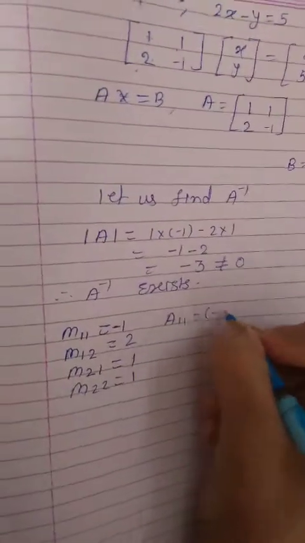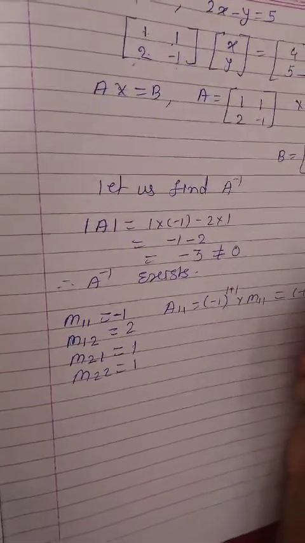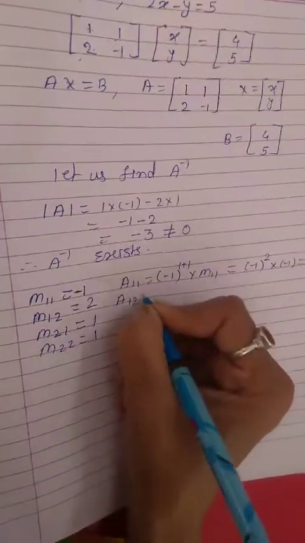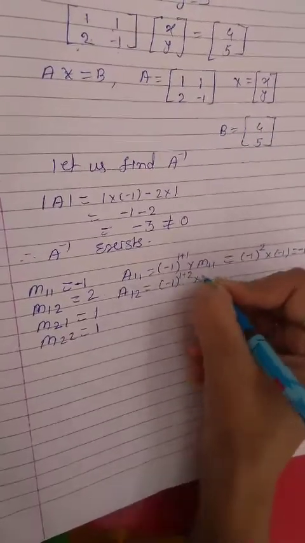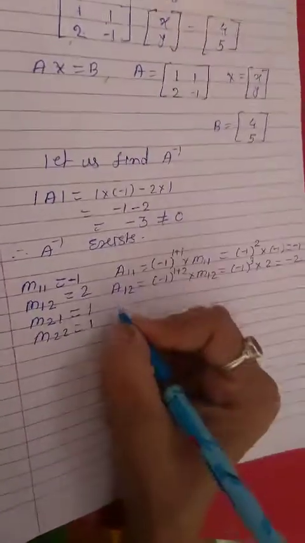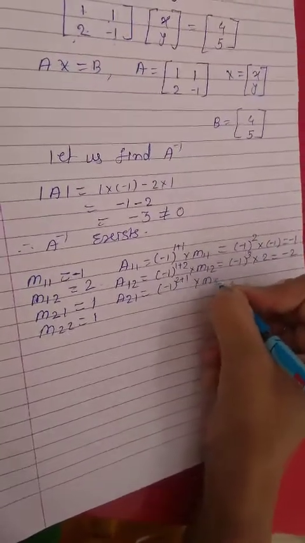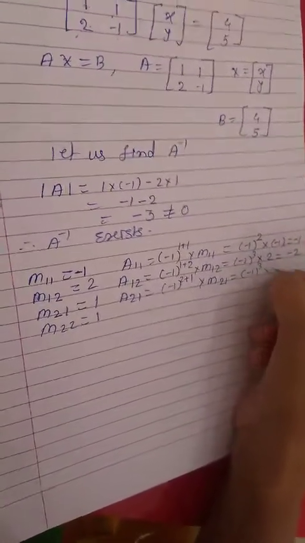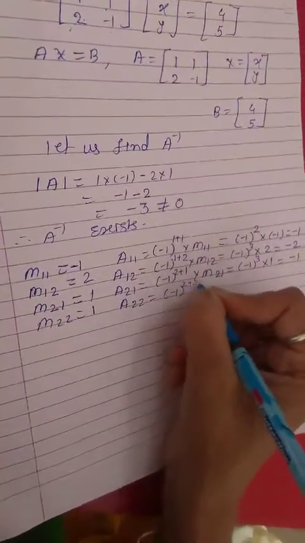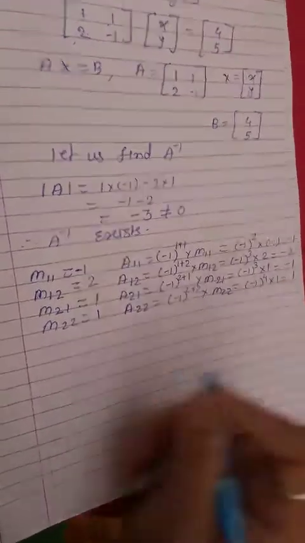Now A11 is equal to (-1)^(1+1) into M11. So (-1)^2 into -1 means the answer is -1. A12 is (-1)^(1+2) into M12. So (-1)^3 into 2, so -2. A21 is (-1)^(2+1) into M21. So (-1)^3 into 1, -1. A22 is (-1)^(2+2) into M22. So (-1)^4 into 1 means 1.